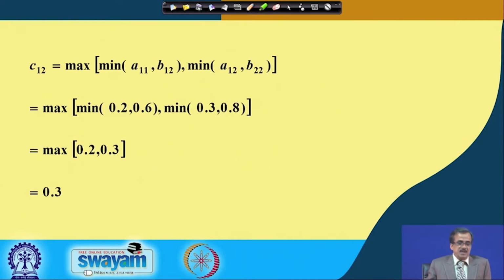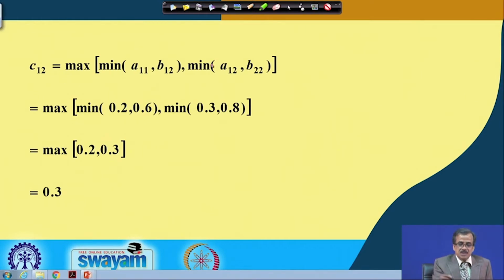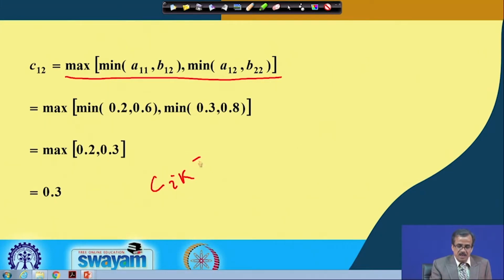For example, C12, let me derive this once again. C12 means, if I write it down, C_ik is A_ij, then B_jk. The moment I write C12, i equals 1 and k equals 2, and once again j will vary from 1 to 2.